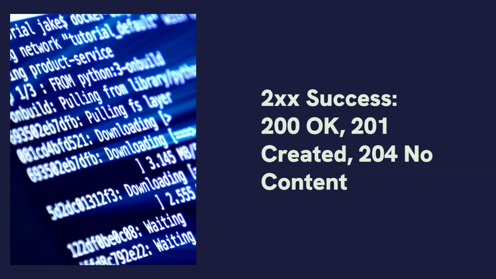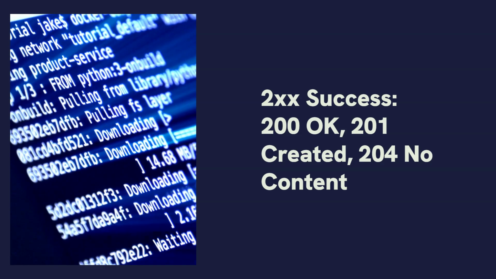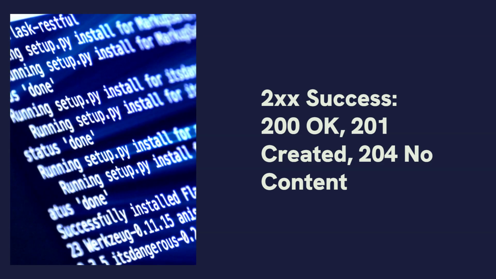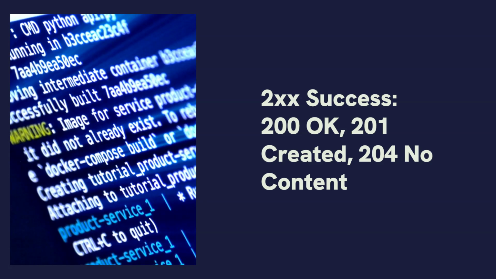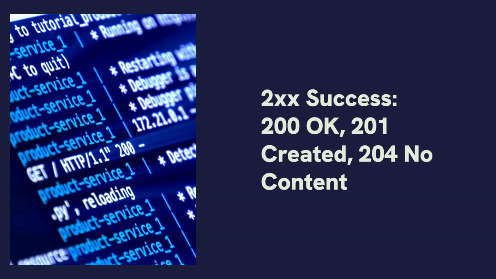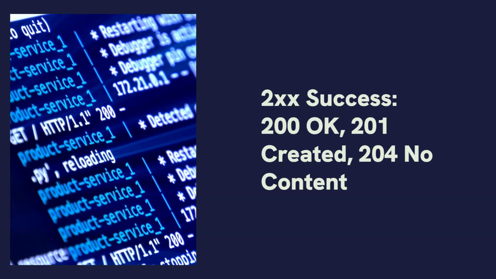2XX codes, success. The most well-known is 200 OK. This is the green light. Your request was accepted, understood, and fulfilled. For APIs, a 201 Created signals a resource just made reality. 204 No Content means the action succeeded, but there's nothing more to say.